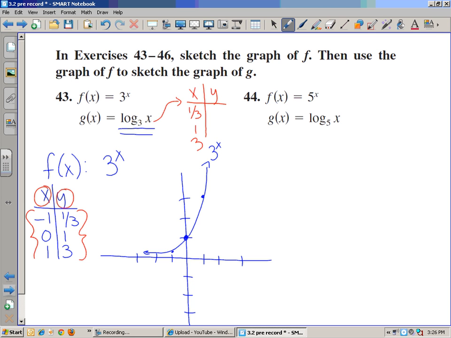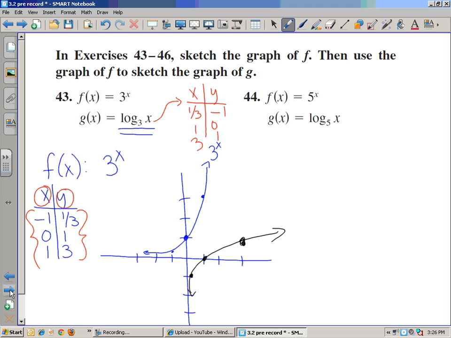And these become my y's. And so now I'm going to plot these points. So at 1/3, I'm at -1. At 1, I'm at 0. And at 3, I'm at 1. This one's going to go like this.